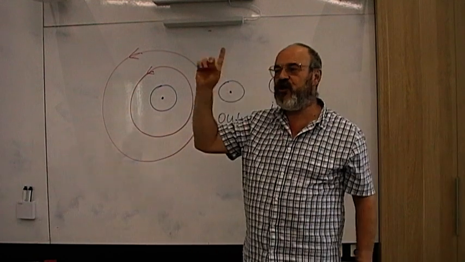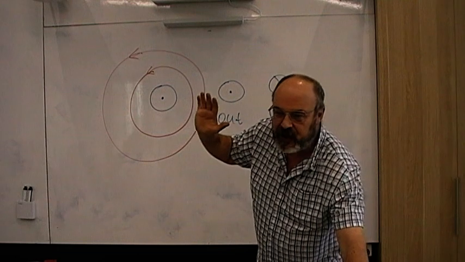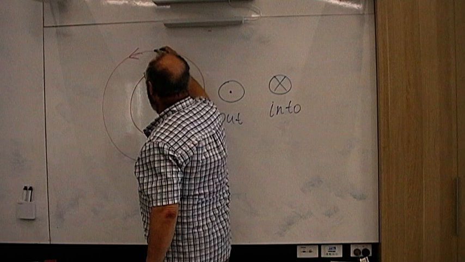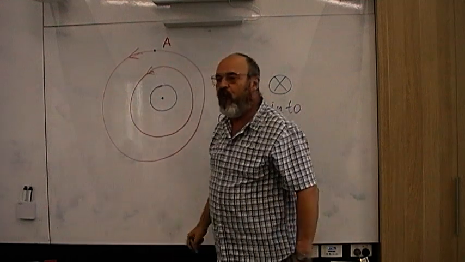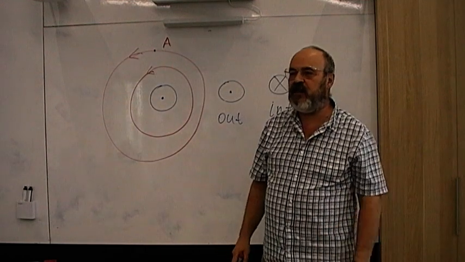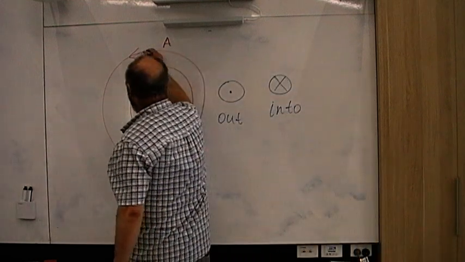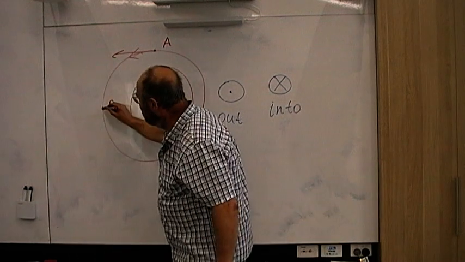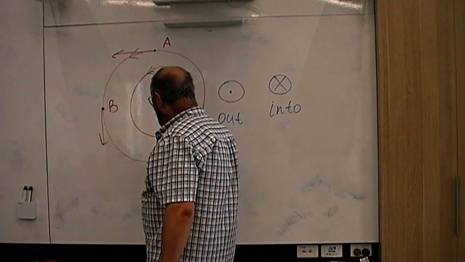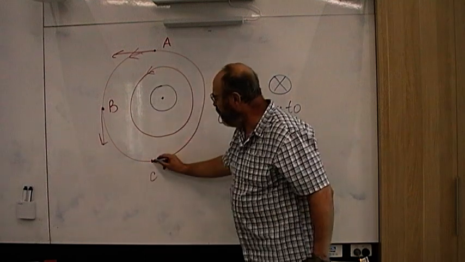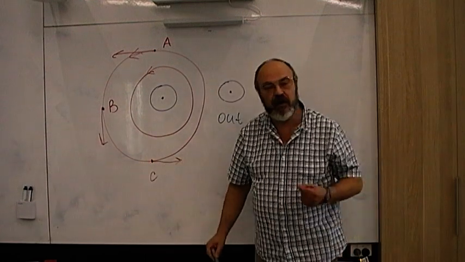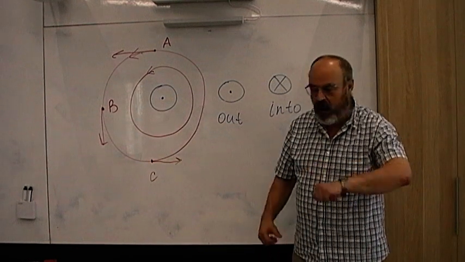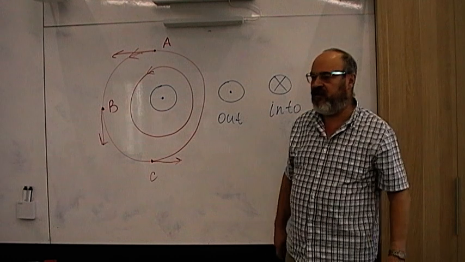Now, important thing. What is the direction of the magnetic field at point A? This way. What is the direction of the magnetic field at point B? What is the direction of the magnetic field at point C? This way. Remember, the actual direction at each point is at the tangent to the magnetic field.